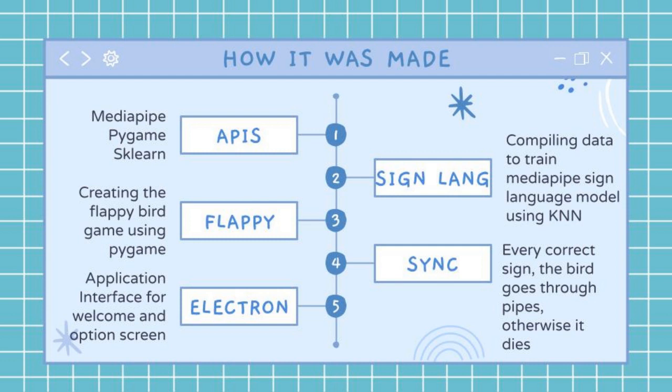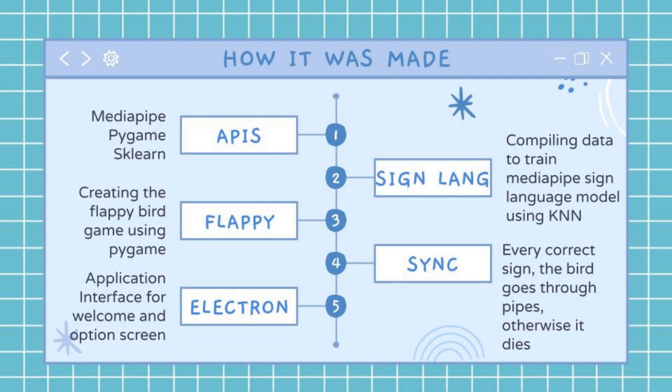Expanding further on the actual training of the model for sign language, we use the hand landmark model of the MediaPipe API to get specific locations of key points of the hand in the image. And these points were then used as features to be inputted into our KNN or K nearest neighbors model that is trained on data that we generated ourselves. And then the player would move up and down based on these sign languages.